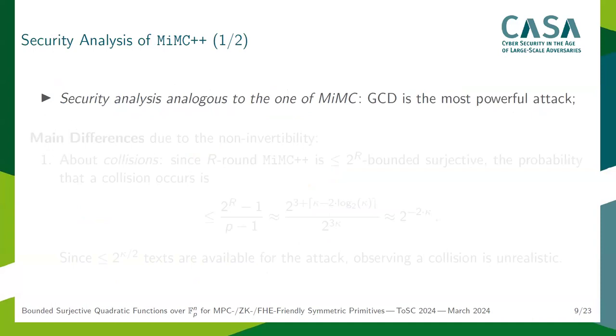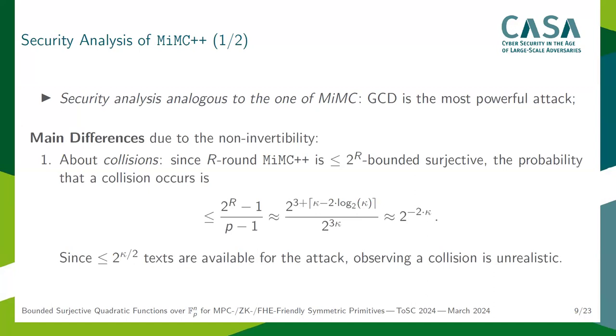So what's the reason for this? If you consider the security analysis of MiMC and MiMC++, they are quite similar. In both cases, the GCD attack is the most powerful attack. But the main difference arises from the fact that MiMC++ is not invertible. So at the output of MiMC++, you can get a collision. Now we know that each round is of degree 2, so it's bound is surjective, so we can estimate the probability of collision in this way. And we get that having a collision at the output is approximately 2 to the power of minus 2 kappa. And with this data limit, basically we can say that observing a collision is unrealistic.